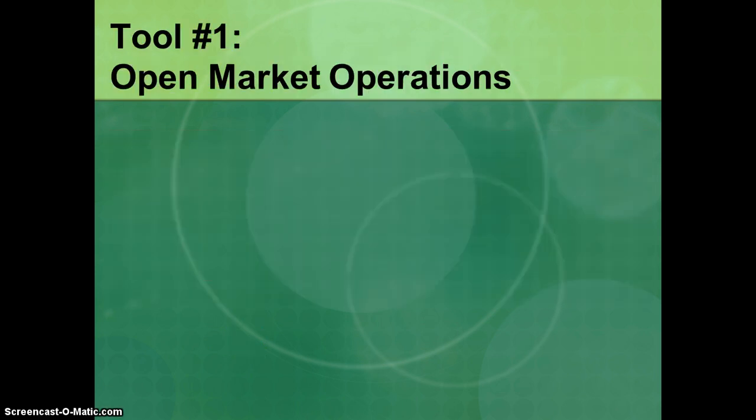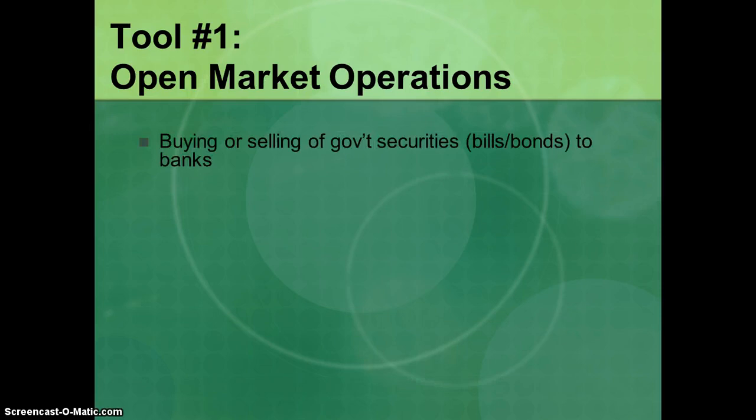Tool number 1, open market operations. Open market operations is when the Federal Reserve buys or sells government securities in the form of bills or bonds to banks. So these are treasury bonds, most commonly known. If you have a savings bond, it's somewhat similar to that. You give the government money, and the government gives you the ability to cash that in later for additional money because there is an interest rate. So basically the government gets a loan from a bank or a consumer.